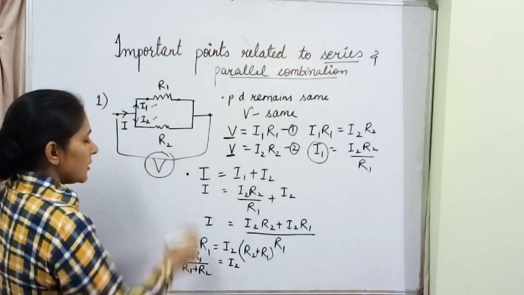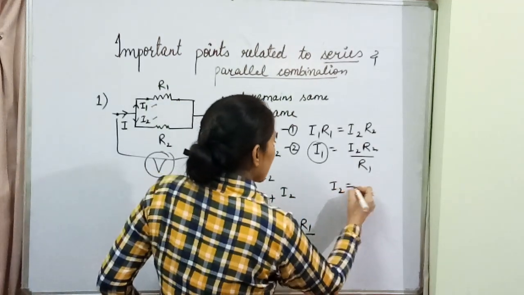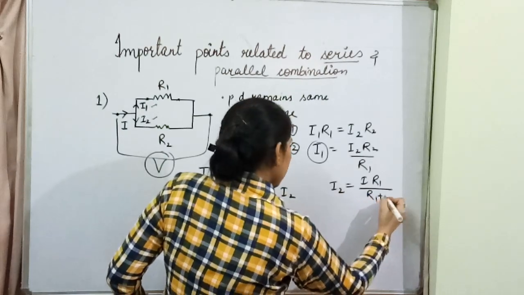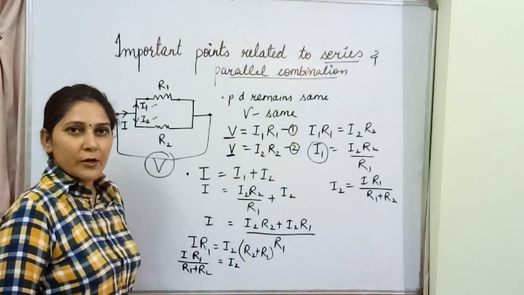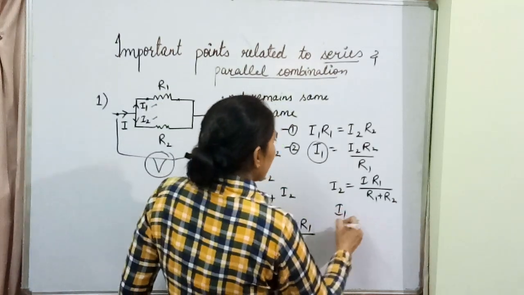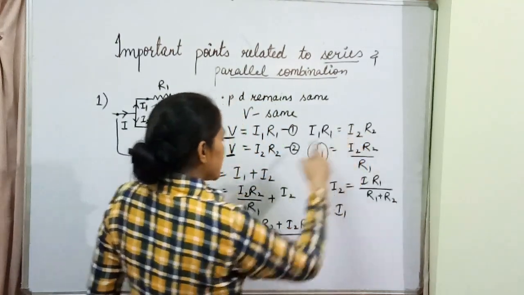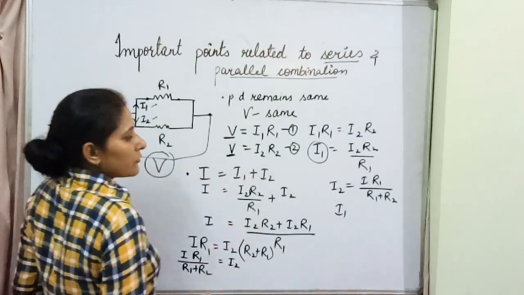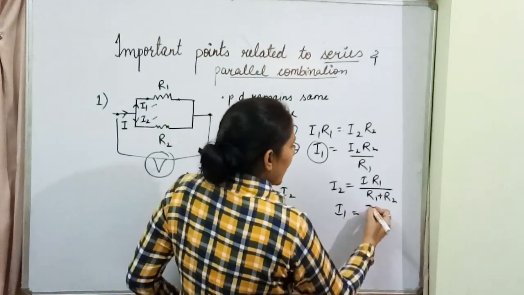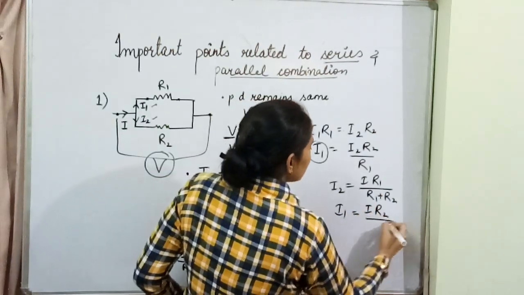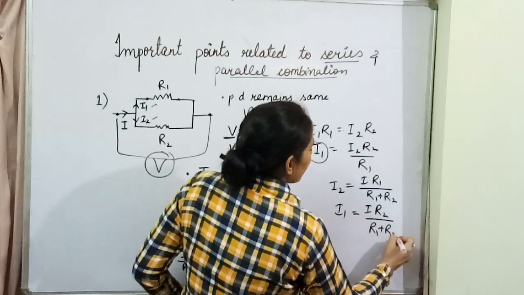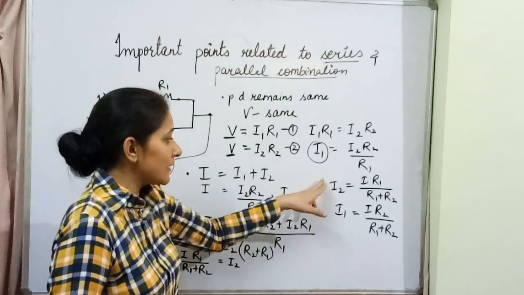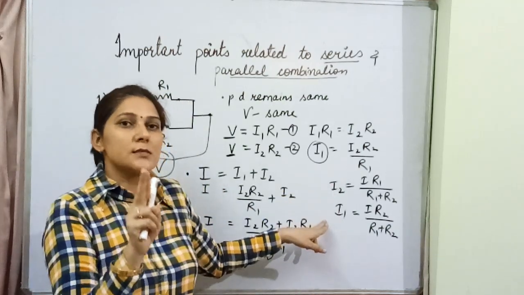This I brought over here. So what can I write? I2 is equal to I R1 divided by R1 plus R2. This is the value of I2. Similarly you can find out I1. From here you can find the value of I2, then substitute that value over here and find the value of I1. Or from here only you can find the value of I1. That will be given by I R2 divided by R1 plus R2.